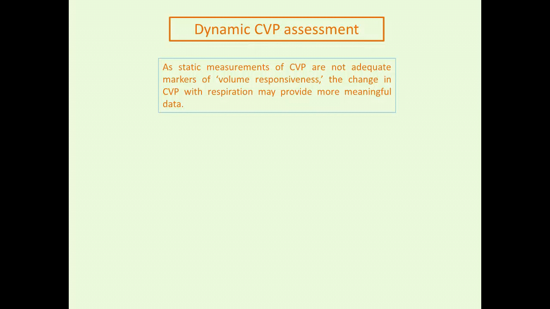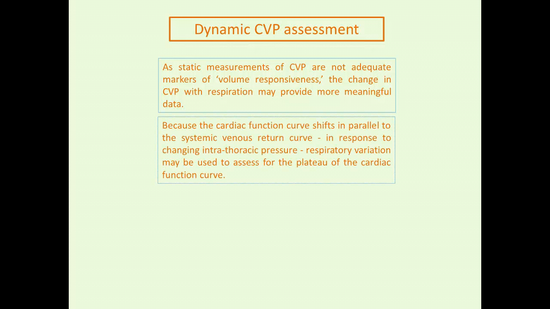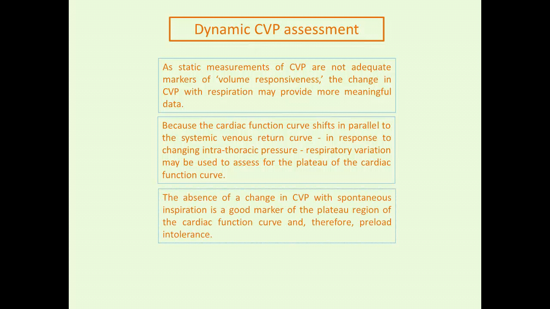So as we saw in the last section, static measurements of CVP are not really adequate markers. They're okay for volume responsiveness, so therefore changes with respiration, that is dynamic assessments, may be helpful. And we just talked about this. The physiology is that the cardiac function curve is shifting from respiratory variation. So the key thing here is the absence of change in CVP with spontaneous inspiration is a pretty good marker of the plateau region of the cardiac function curve, and therefore preload intolerance, okay?